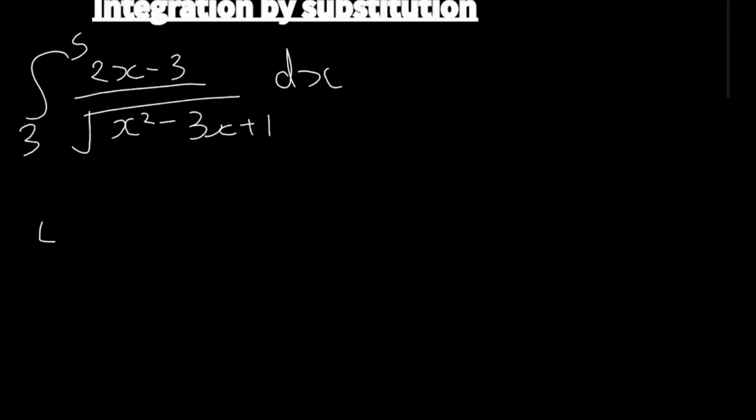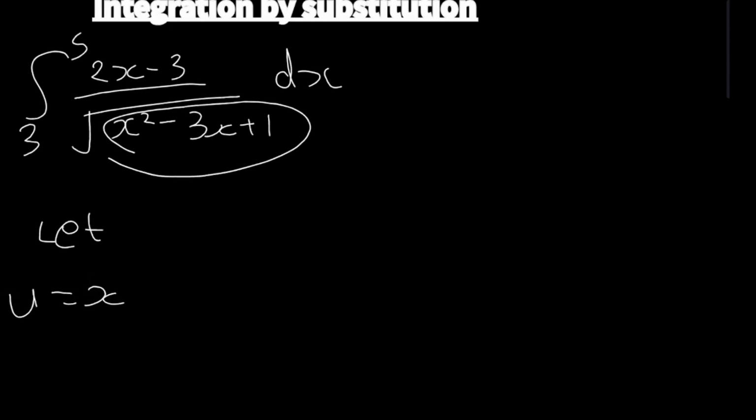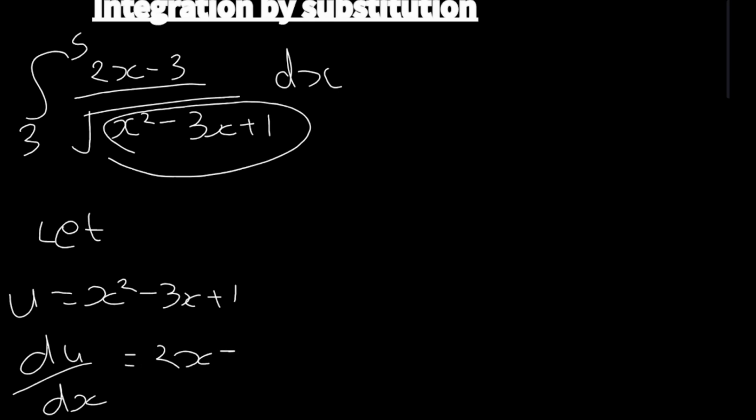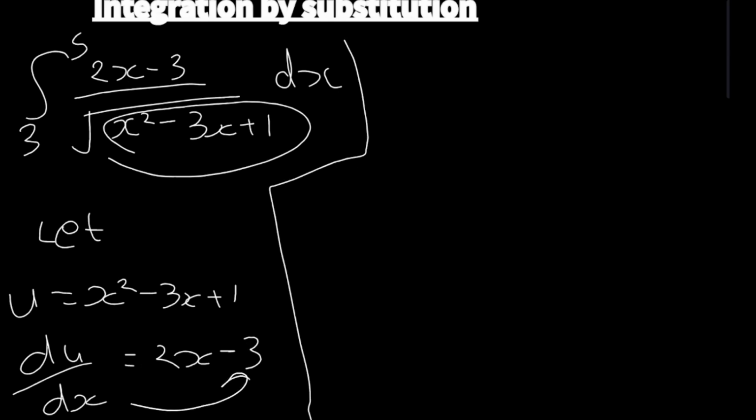Anyway, let's go on. Let our u be x squared minus 3x plus 1. The derivative will be 2x minus 3. Take dx the other way and bring this the other way to make dx the subject. That will be du over 2x minus 3. Substitute everything.